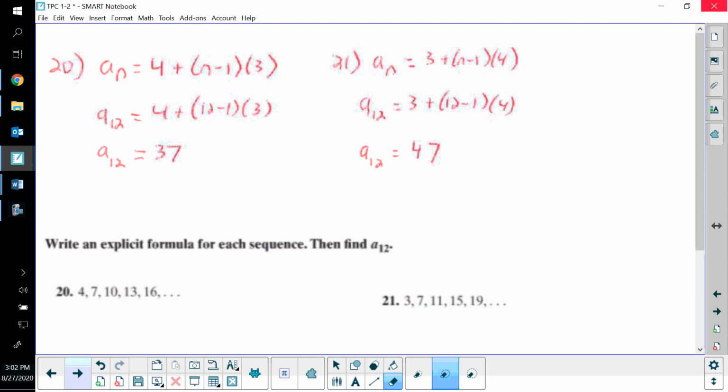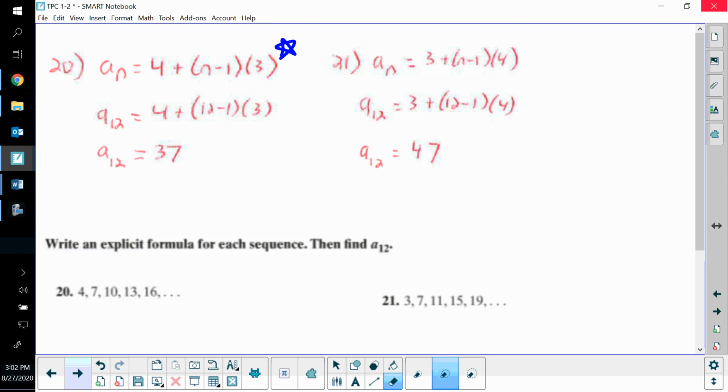Our explicit formula for each. So in 20, we're adding 3 each time, so we want to use that arithmetic one. So we have 4 plus n minus 1 times 3. So we have this here. So hopefully you're able to do that part. Now, the second part of this, find A12. If you struggled with that, that's okay, because that's what we're going to practice today. What we do is, if we want A12, since it's an explicit formula, just put 12 in place of n. Fill in 12 for n, punch it in the calculator, you end up getting 37.